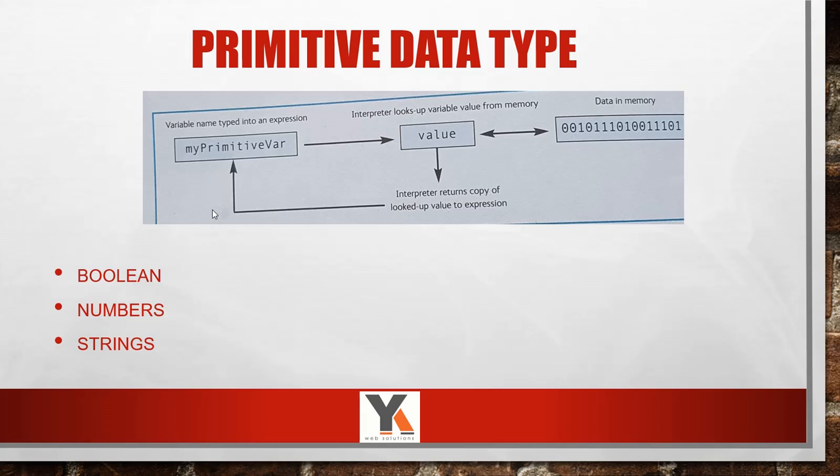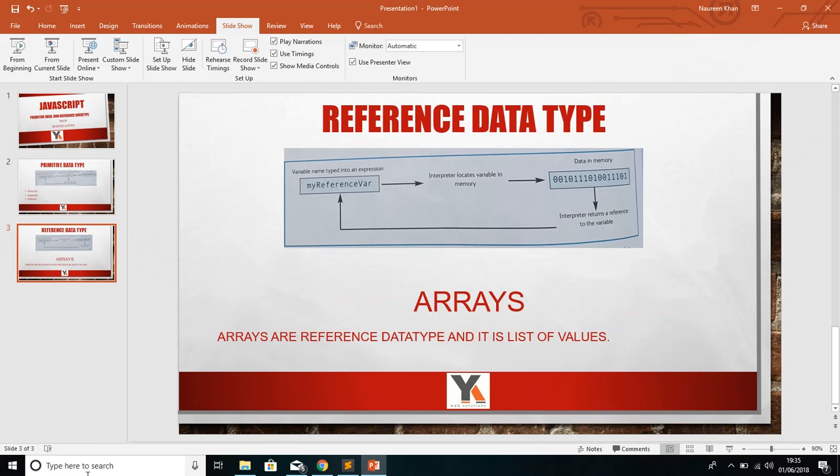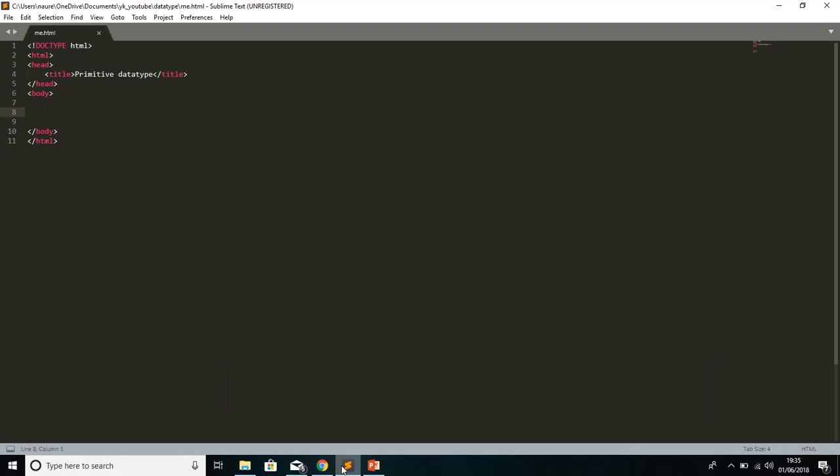And what is a reference data type? I'm covering only arrays here, and it is a slightly different mechanism. The interpreter locates the variable name and brings back the listed items. So arrays are a reference data type, a list of values. They use a single memory location to store multiple values, so in one variable you store different values. That's what happens. Now I'll show you the practical implementation of primitive and reference data types.